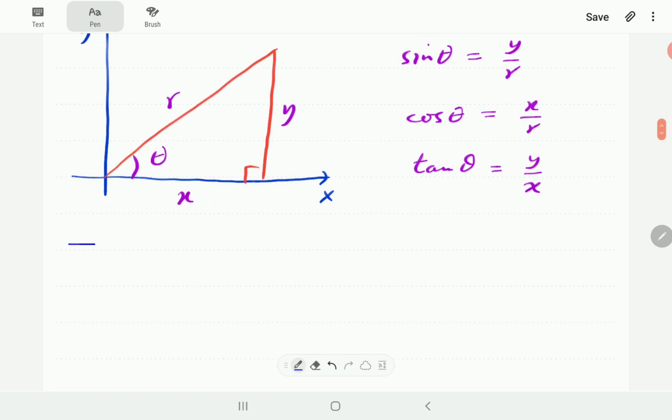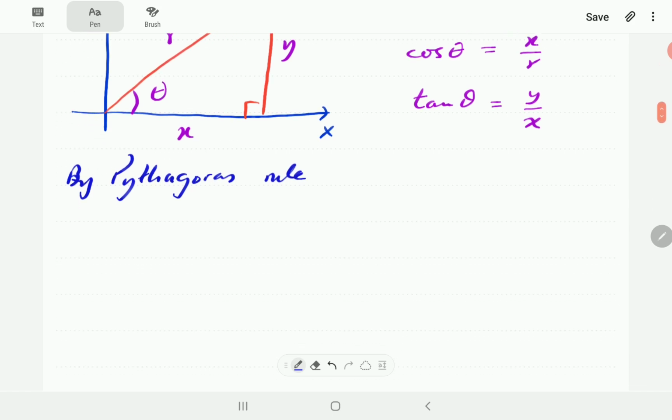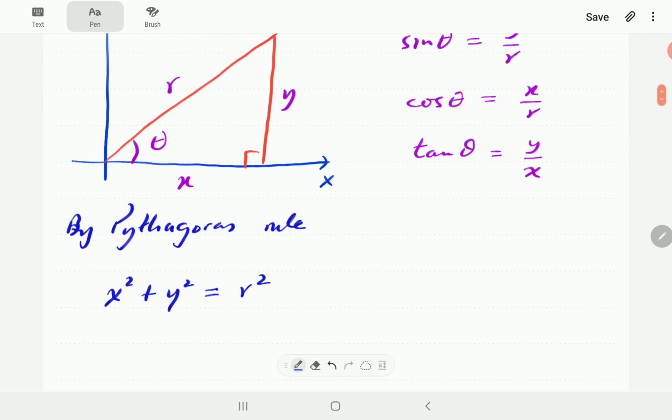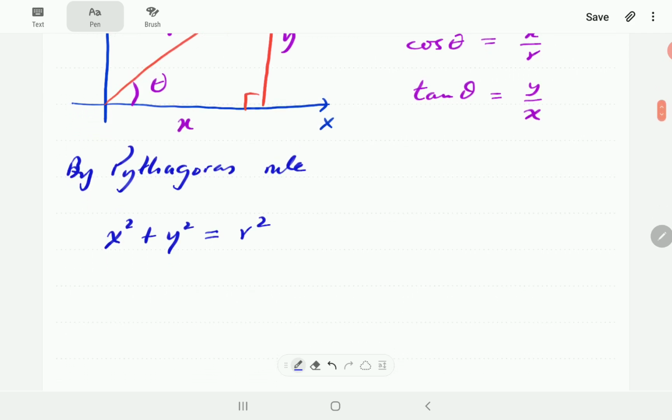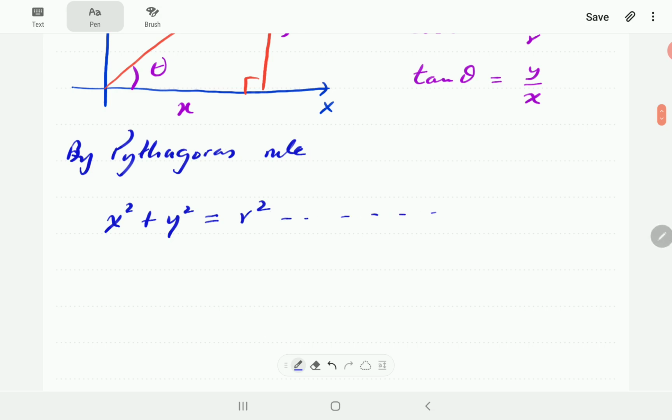Now, by Pythagoras theorem or rule, we know that x squared plus y squared is going to be equal to r squared, because we've got a right angled triangle there. Let's call this equation 1.